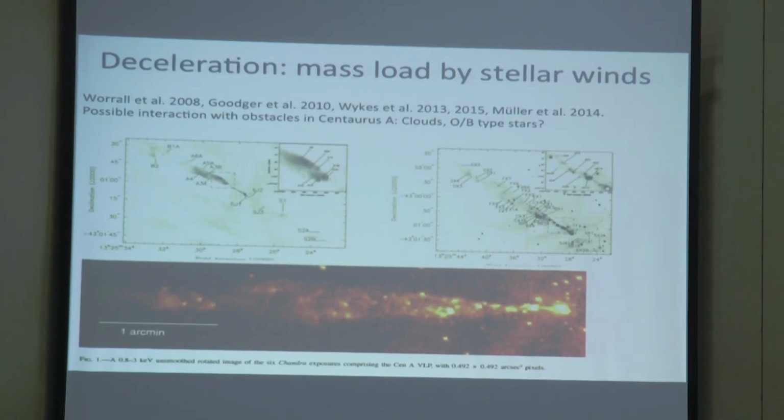I move into the second part of my talk, mass loading by stellar winds. Here you have some X-ray images of Centaurus A, and you see that there are some knots here that are suspicious and could be maybe interactions between the jet and clumps of gas or stars that are just orbiting around the center, and at some point they get into the jet.